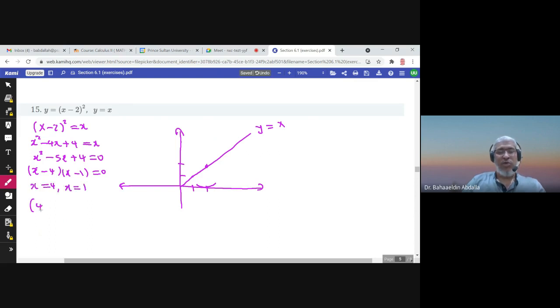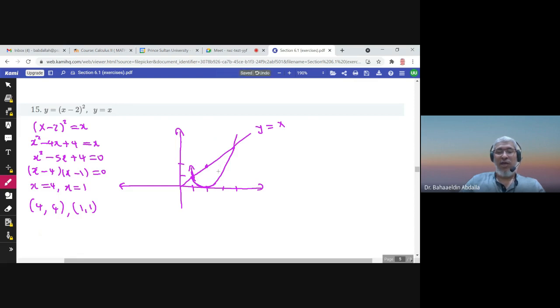So the intersection points would be, I put x as 4, y would be 4. So 4, 4, and 1, 1. So they intersect here at this point. So this curve goes like this. It passes by 1, 1, okay, and 4, 4. So 3, 4, it goes up to 4. So they will also intersect here.